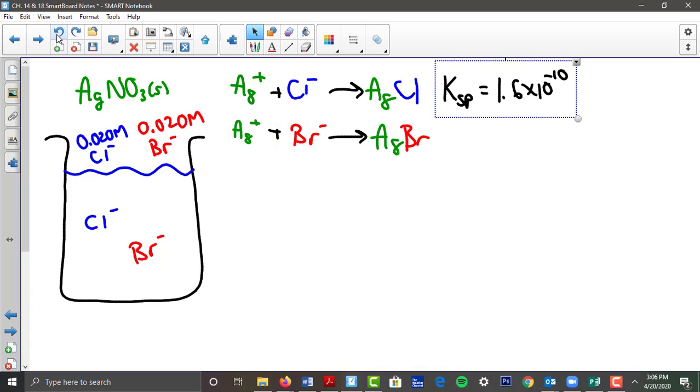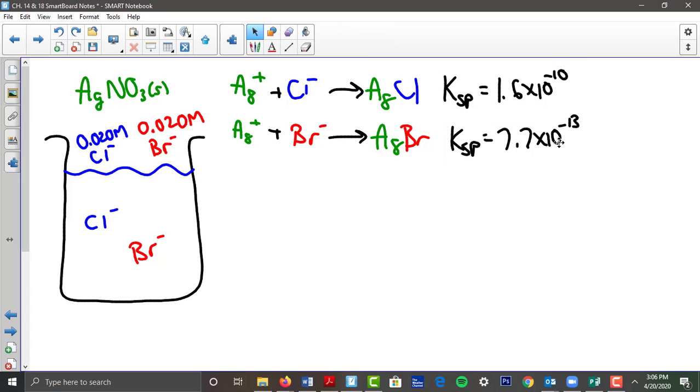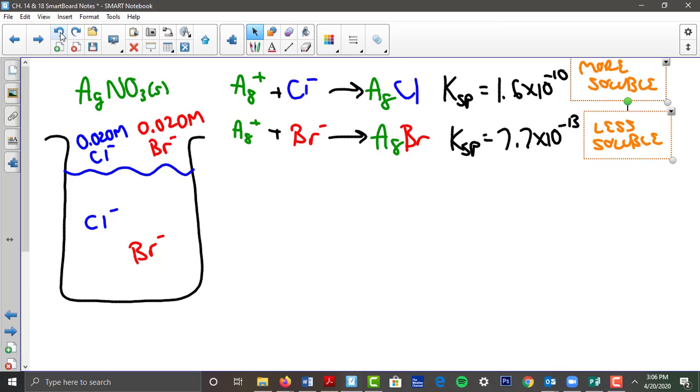Taking a look at page 737 of our textbook, we see that the solubility product, or the equilibrium constant, for silver chloride is 10 to the negative 10th, while silver bromide is 10 to the negative 13. So based on these two values, which one is less soluble? Well, the one with the lower K is going to be the one that's less soluble. So that's going to be the one that forms the precipitate first. But how much sooner does it form the precipitate?